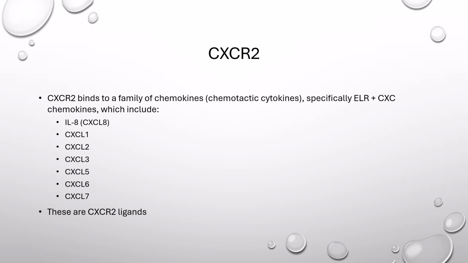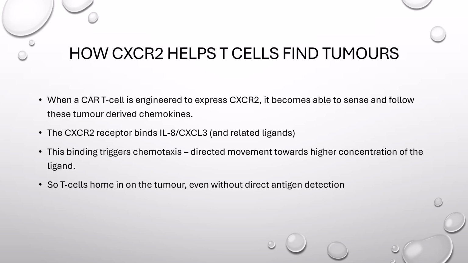So these chemokines, you can think of them as creating a gradient, and therefore if we can engineer the T cells in order to follow that gradient, we can target the cancer wherever it may go.